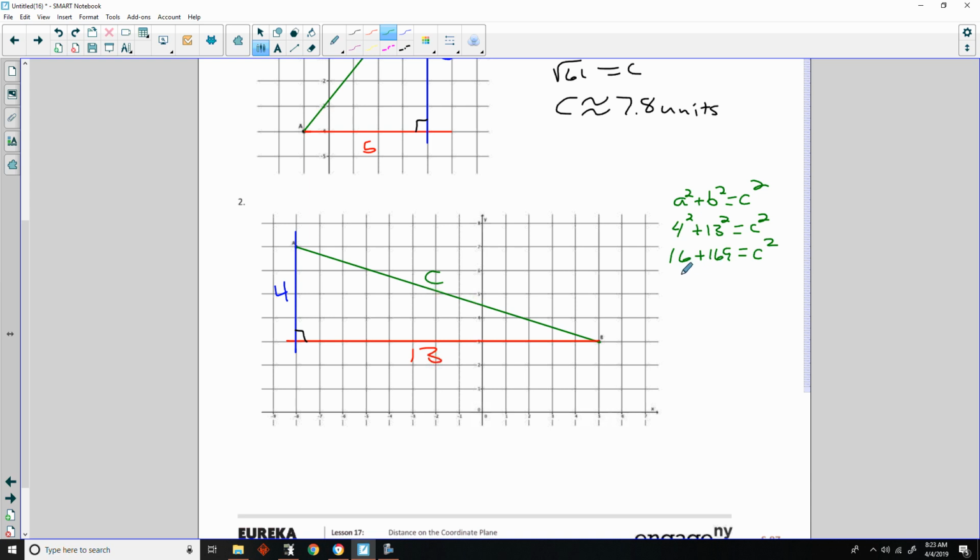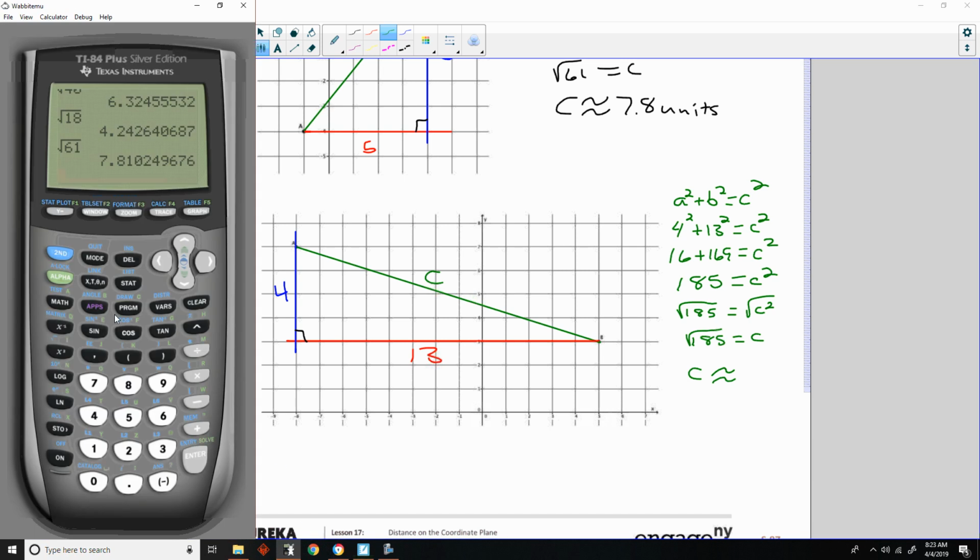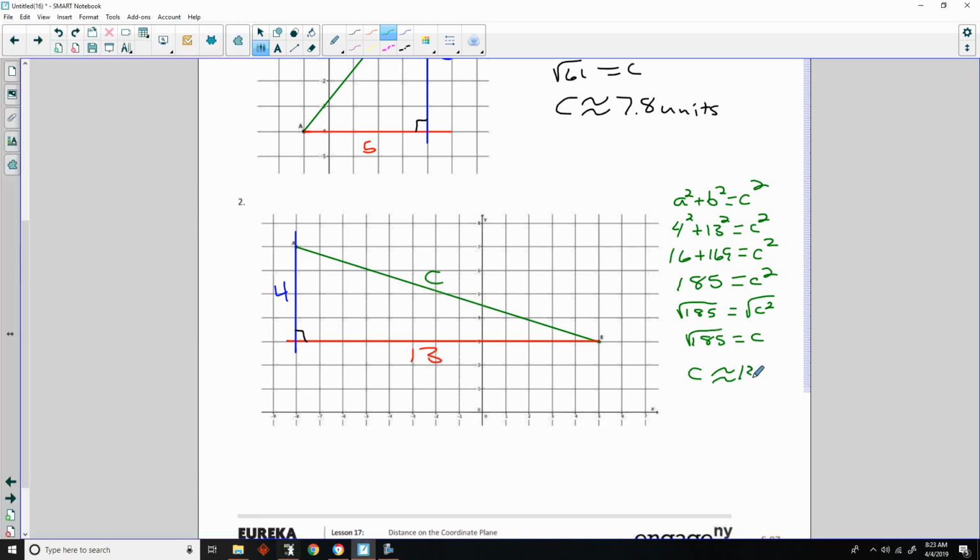169 and 16 is 185 equals C squared. Take the square root of 185, take the square root of C squared, and I get the square root of 185 equals C. So C is approximately 13.6 units.